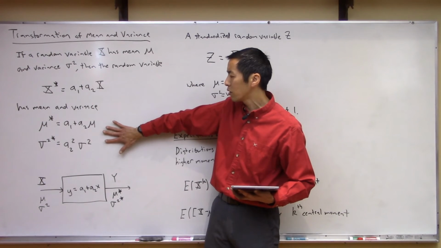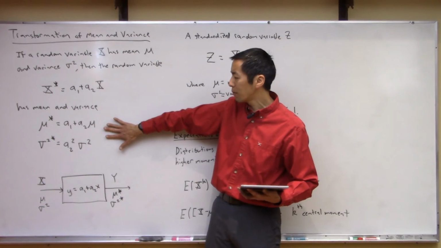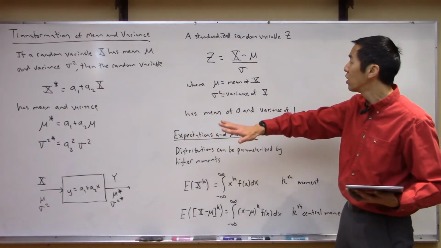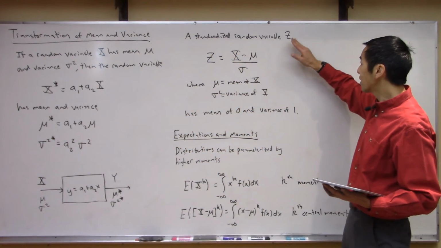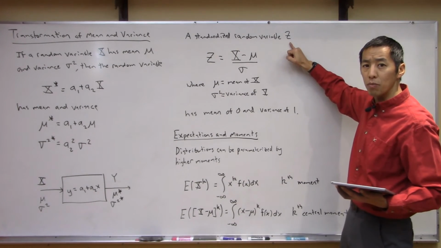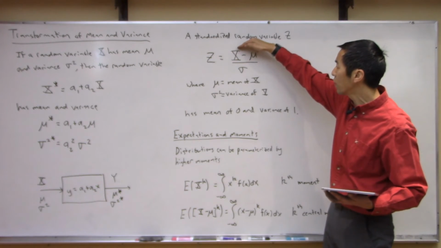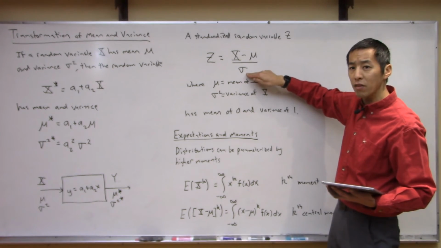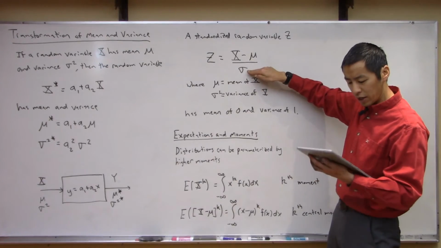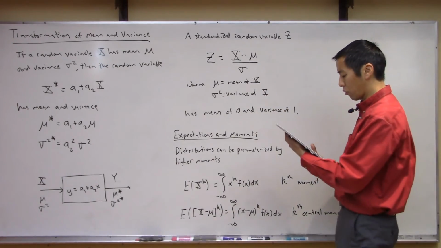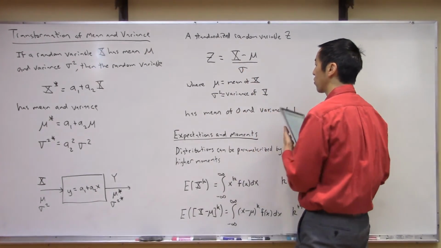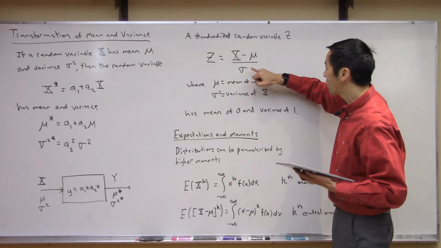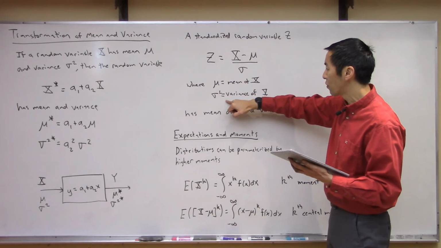So this is what's a little bit interesting about it. We can use this information to create what's sometimes referred to as a standardized or standard random variable. Let's call it z. The way we do that is we take the random variable x, subtract its mean from it, and divide by its standard deviation. Again, I want to call out that you divide by its standard deviation, not by its variance.